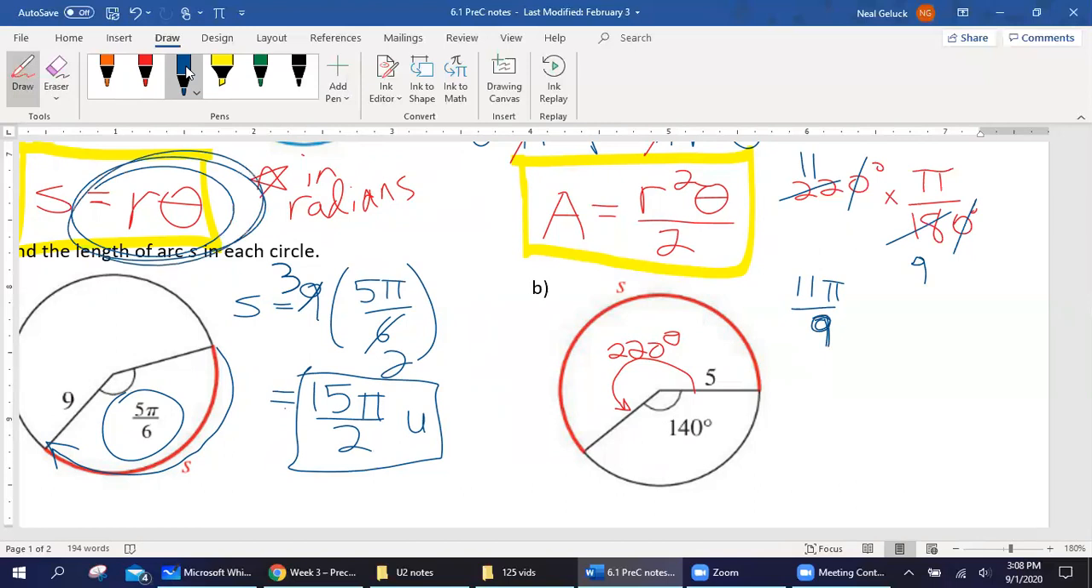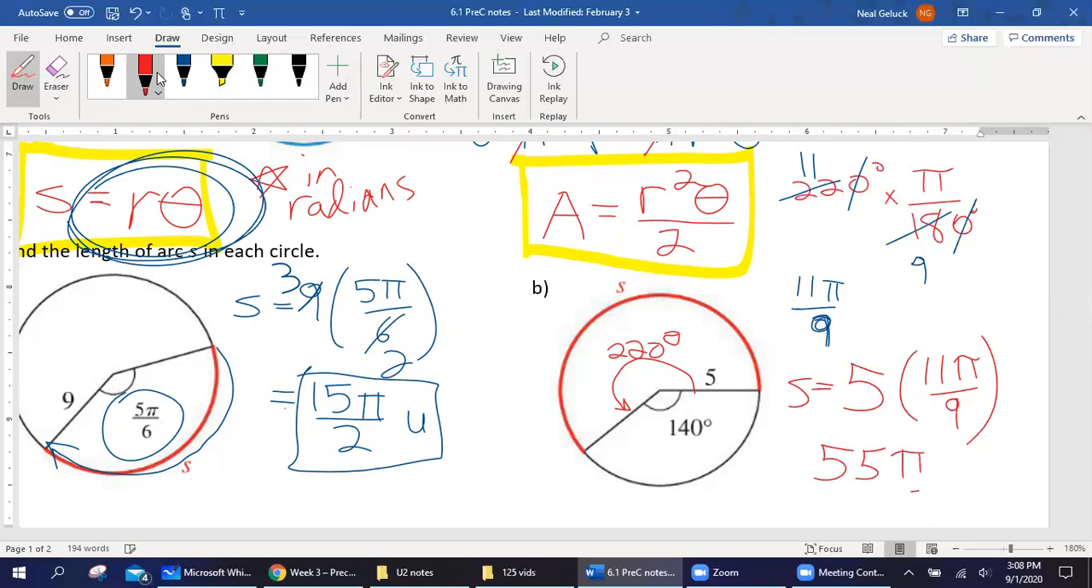Now I can apply my formula. The formula is simply the radius, 5, times the angle, 11 pi over 9. Nothing can reduce, so my arc length is 55 pi over 9. And again, that's just in units, whatever the units are of measure there.